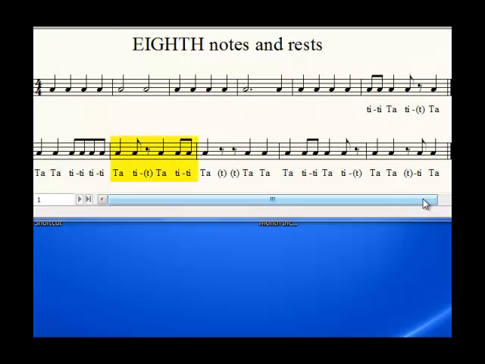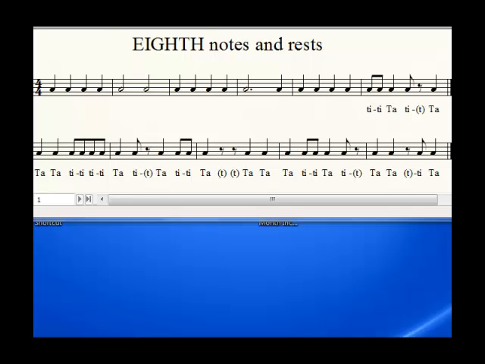1, 2, from the second bar. Ta, ti, ti, ta, ti, ti, ta, (ti), ti, ta, ta, ta, ti, ti, ta, ti, ti, ta, ta, (ti), ti, ta. And if you're really good at it, let's do it one more time.